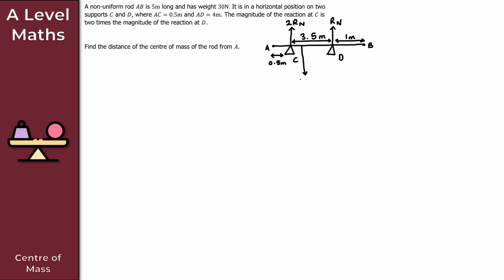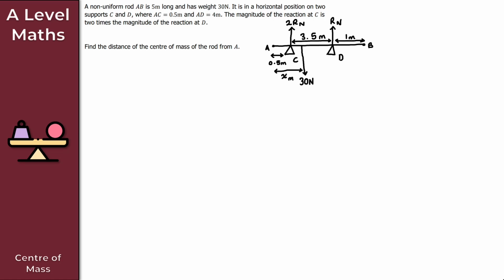And the weight then is 30 newtons. So we've got 30 newtons there, like so. Okay. So what we want to find then is this distance here, from A to the center of mass. Let's label that as X. So X meters here, and that's what we want to find for this question. So we've got our diagram, and I think we should have just about enough now to answer this question.